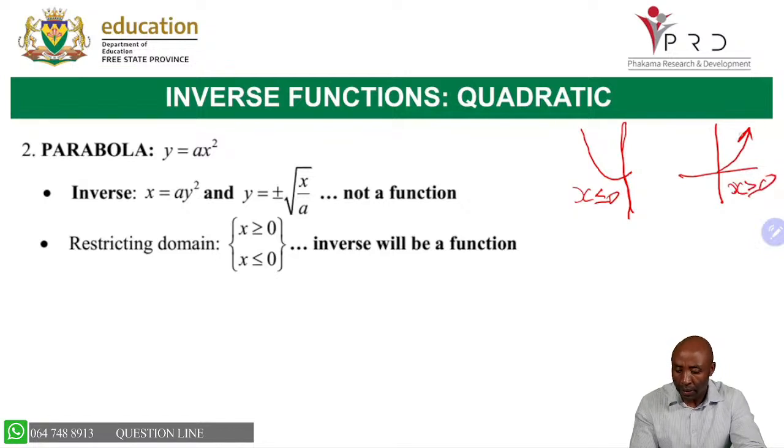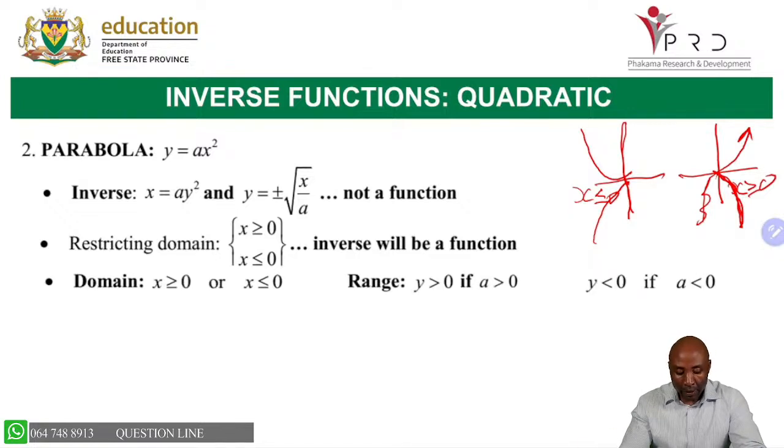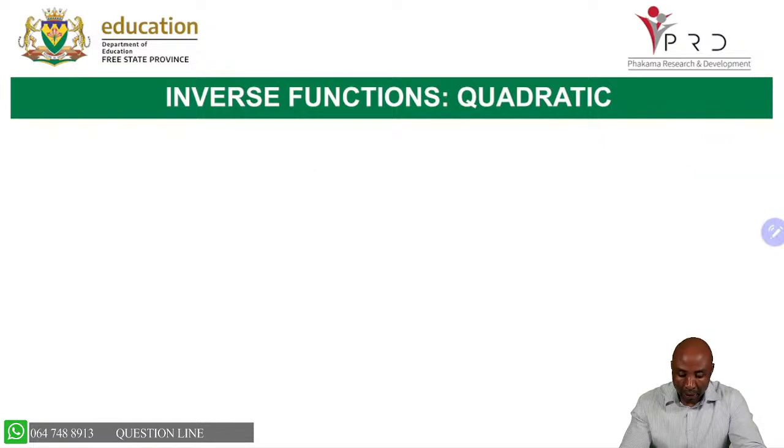We'll be dealing with that piece. Even if our function is concave down, we will still have the same thing. Sorry, it can't be here. It has to be that other piece on the other side. And I will illustrate this as we move along. The domain: x is greater than or equal to 0 or x is less than or equal to 0. The range will be y greater than 0 if a is greater than 0, y less than 0 if a is less than 0. We move on now.